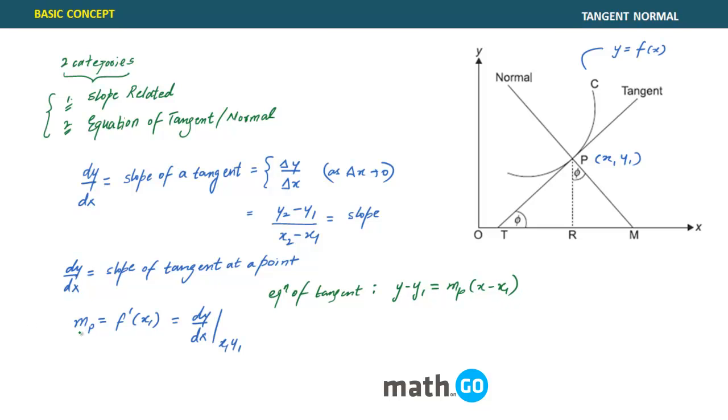So if this is the slope of the tangent, then how can you find the slope of the normal? The slope of the normal at P would be what? Yes, the reciprocal of this with a minus sign. So the slope of the normal at P would be nothing but minus 1 by mp. We have already done this, remember? And the equation of the normal can then be written very easily as y minus y1 is equal to minus 1 by mp times (x minus x1).